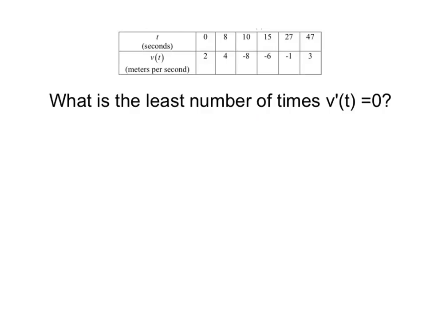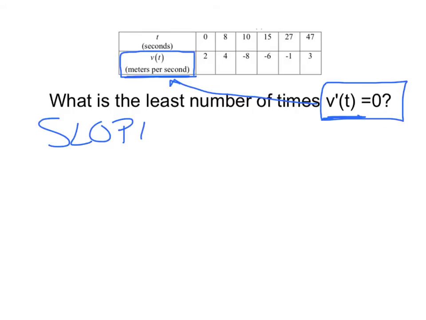So here's our new question. What is the least number of times v prime of t must equal 0? Now let's take note. We have a table about v of t, and we're asked about v prime of t. So are you matching it up this time, or are you literally looking at the slopes? Again, this is v of t, and you want v prime of t. So the first thing I said is they don't match, and I wrote down slope on my paper, just so I remember, I'm looking at slopes this time.